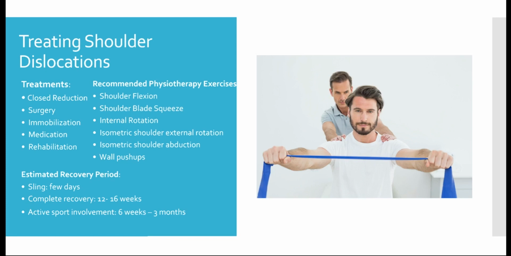The estimated recovery period for a shoulder dislocation is a few days in the sling, a complete recovery after 12 to 16 weeks, and a ban from active sport involvement for 6 weeks to 3 months. Active sport involvement meaning heavy weightlifting or sports that heavily involve using your shoulder.